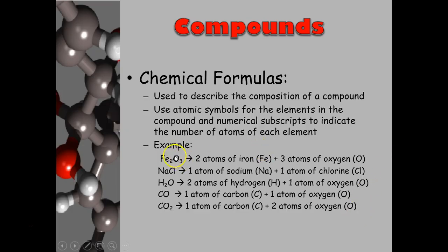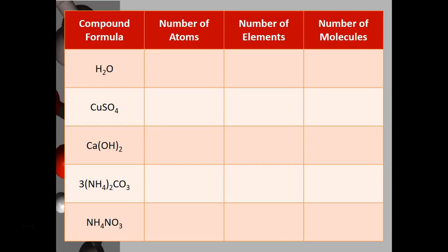So I take a look at these chemical formulas. Here are the different elements that are involved, and then those subscripts tell me how many atoms of each I have. So this particular one, I've got 2 atoms of iron plus 3 atoms of oxygen, and so on and so forth. Okay, so let's also do a little bit of practice here with these guys.